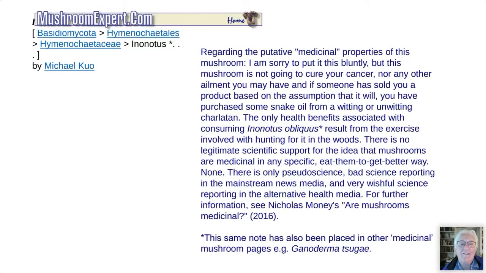Again, here, there is no legitimate scientific support for the idea that mushrooms are medicinal. So we can get compounds from them, and obviously some of the ascomycetes are good at that, and the phycomycetes, the molds will give us chemicals which we can use, but eating mushrooms is not going to do it. He's also put this same notice other places, for example, with Ganoderma tsugae.